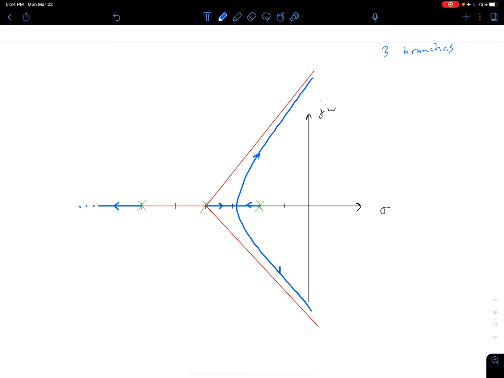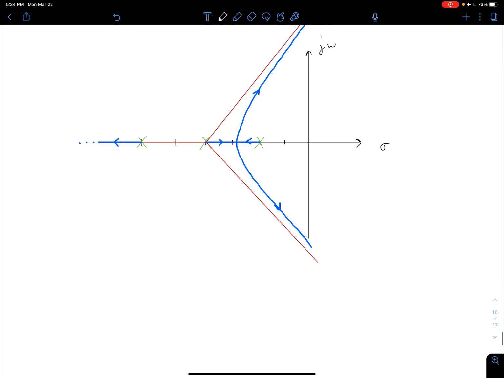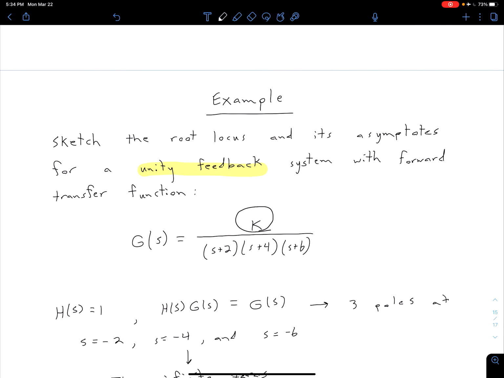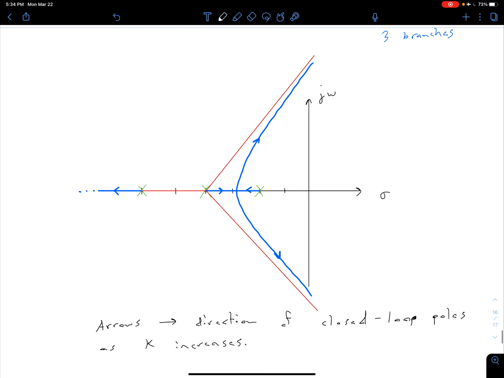So I lost my arrow there. And so again, keep in mind that these arrows are indicating the direction of our closed loop poles as our k is increasing. And so in this case, we're talking about our gain k, which is this up here in our g of s.